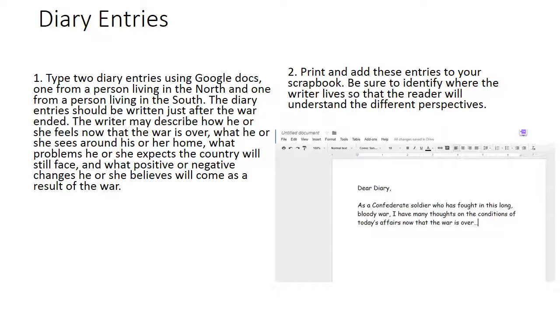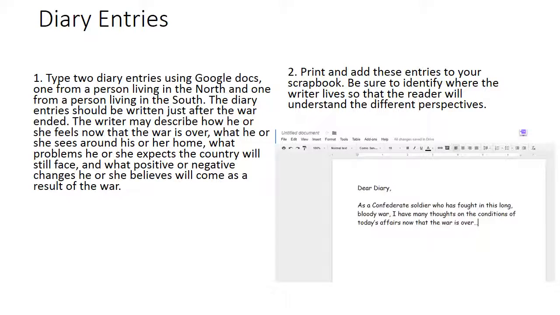Near the end of the unit, we will be writing diary entries. So you'll type 2 diary entries using Google Docs, one from the perspective of a person living in the North and one from a person living in the South, the Confederacy. The diary entries should be written just after the war ended.